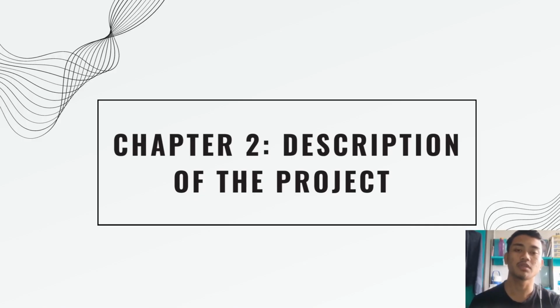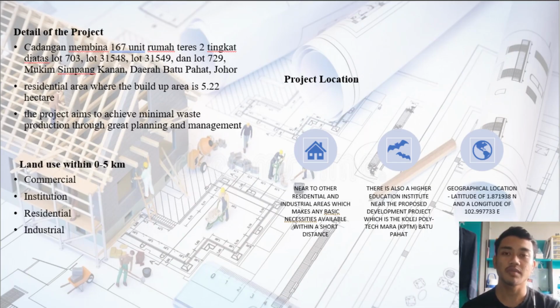we move to chapter 2, which is the description of the project. See some details of the project, which is membina 167 unit rumah teres 2 tingkat dekat Mukim Simpang Kanan daerah Batu Pahat, Johor. So our project is a residential area where the built up area is 5.22 hectares. So the project aims to achieve minimal waste production through great planning and management.